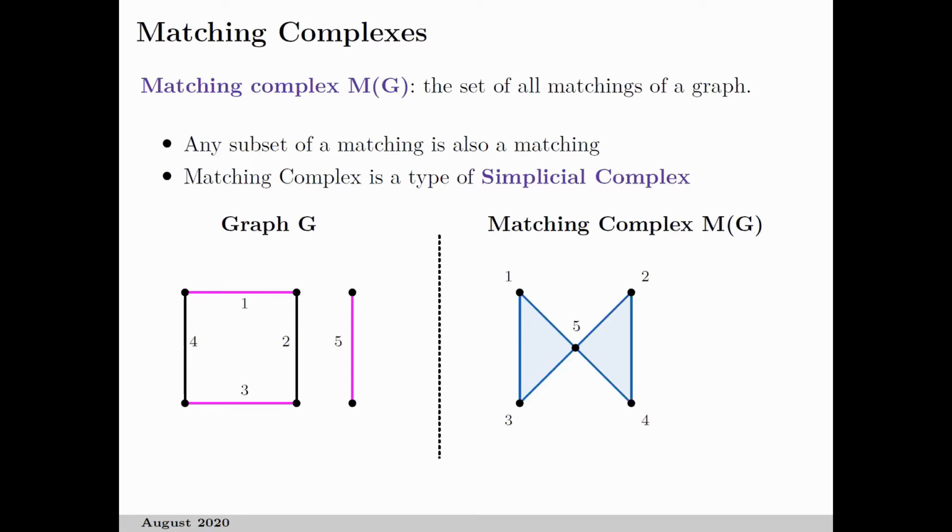More explicitly, we see that our highlighted pink edges 1, 3, and 5 share no endpoints in G, so the filled-in triangle 1, 3, 5 appears at right in M of G. Note that any subset of a matching is also a matching, so, as we will see in a moment, a matching complex is a type of simplicial complex.